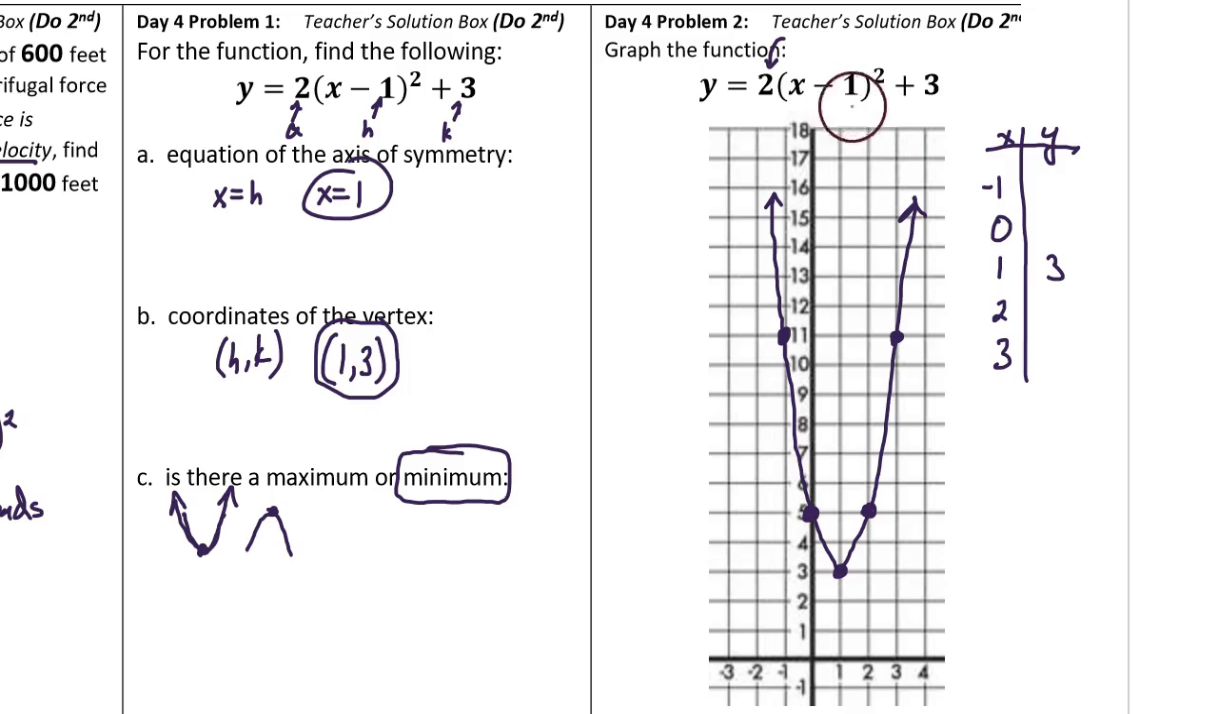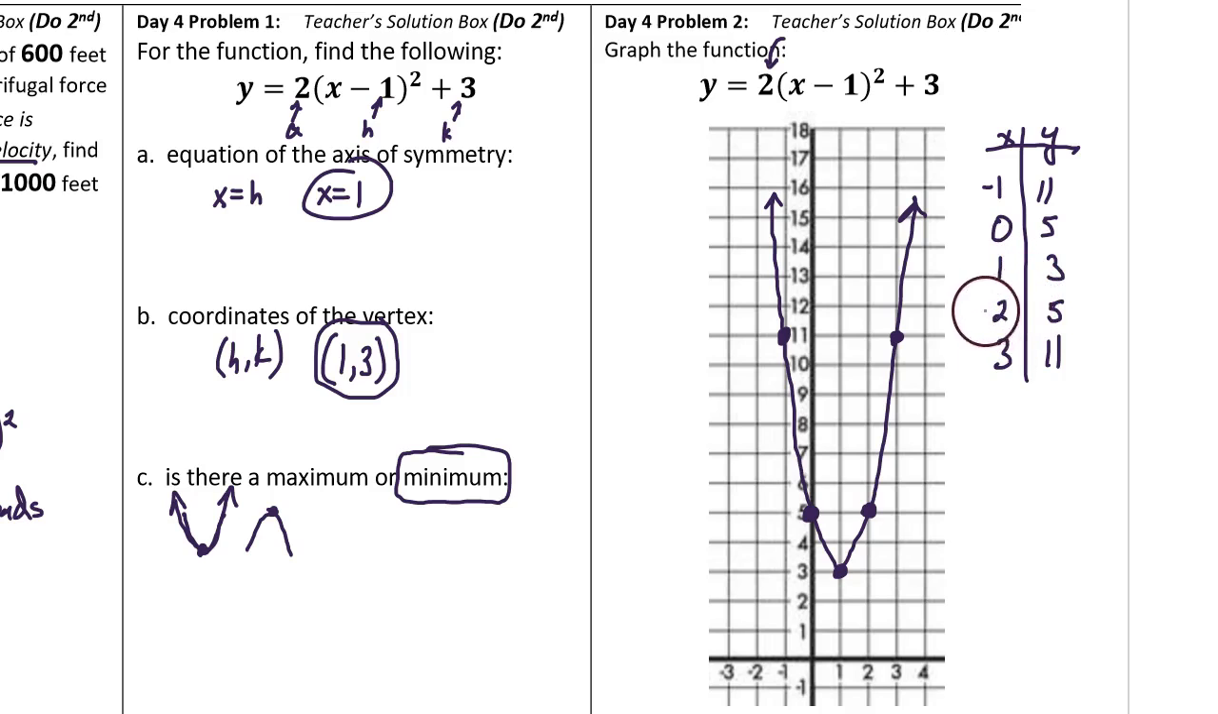When you fill in 2, you would have 2 minus 1 makes 1, 1 squared makes 1, 2 times 1 makes 2, and 2 plus 3 makes 5. This will also be 5 when you fill it in. When you plug in 3, you get 3 minus 1 makes 2. 2 to the second power makes 4. 2 times 4 makes 8, and 8 plus 3 makes 11. And filling this one in, you would also get 11.